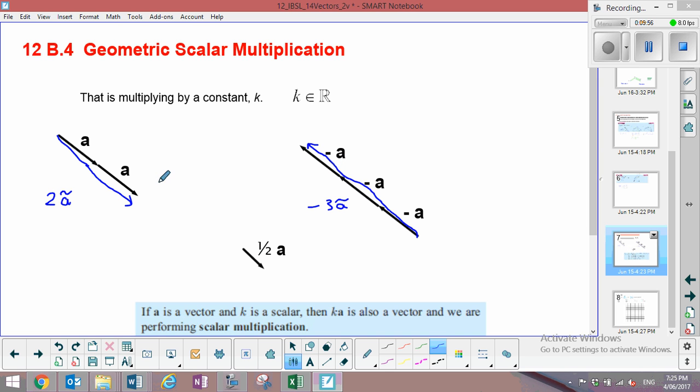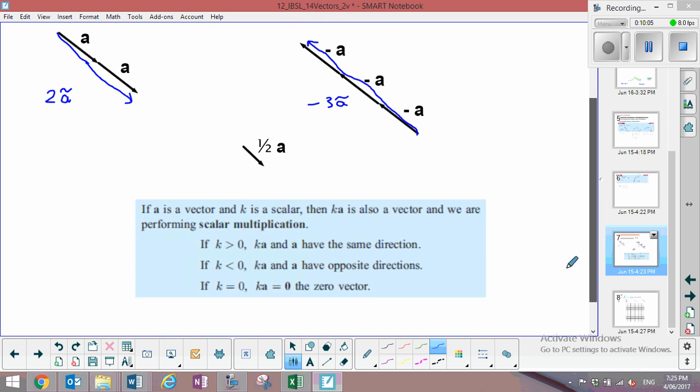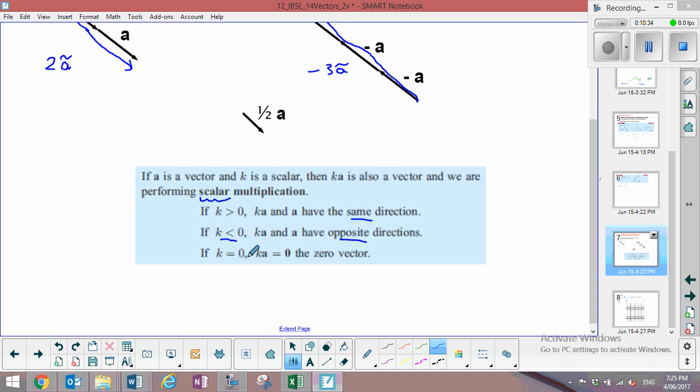If I want to do half the length, then I've got half vector A. So we can put any constant in front. We can multiply it by a scalar. 3, minus 3, 2, and a half are all scalar numbers. So if A is a vector and K is a scalar, then K times A is also a vector, and we're performing scalar multiplication. We're multiplying by a scalar. If K is positive, then we've got the same direction. If K is negative, we've got opposite direction. And if K is 0, in other words, if we're multiplying by a 0, then we end up with the 0 vector.